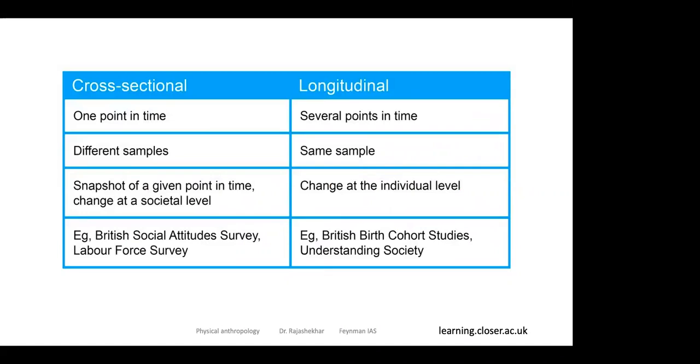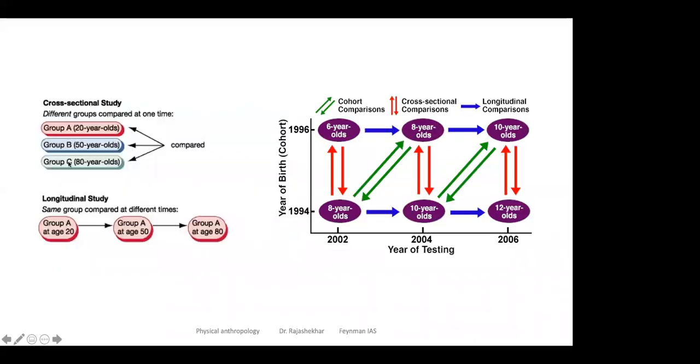This chart nicely explains it. In cross-sectional studies, we look at one point in time and different samples. You cover different samples. Here, the subjects are 2-year-old, 4-year-old, 6-year-old, 8-year-old. You're studying at a single point, observing all of them at one given point. Such a study is called a cross-sectional study.